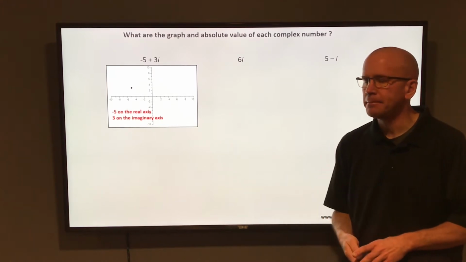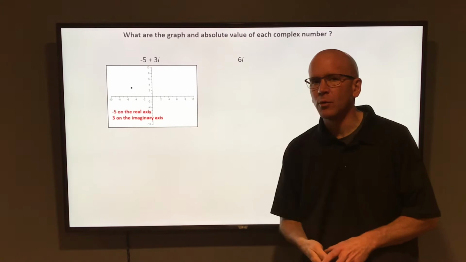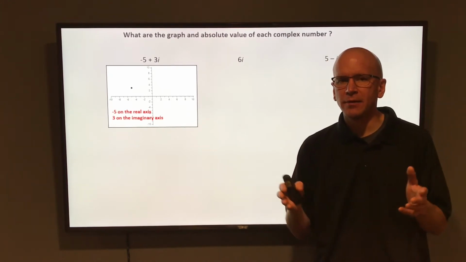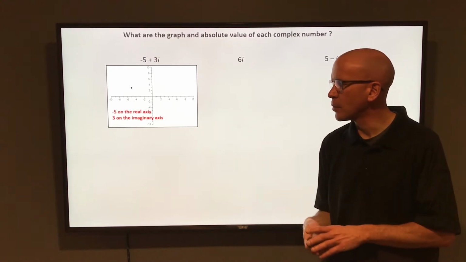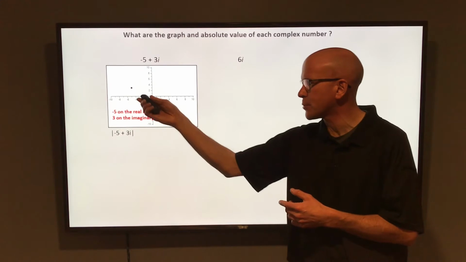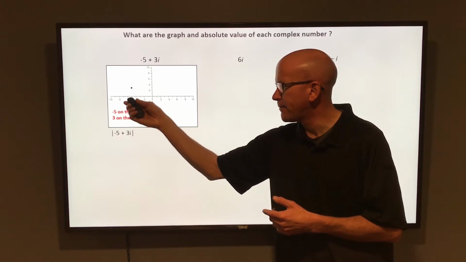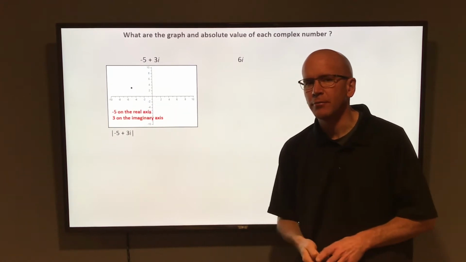Now to find the absolute value of that, you would be finding how far it is away from the origin. Think of taking the absolute value of a real number. You're finding out how far that number is away from 0. Here we're finding out how far that point is away from the origin. So imagine a right triangle is created there where you have legs of 5 and 3, and you would be finding the hypotenuse, the distance away from the origin.